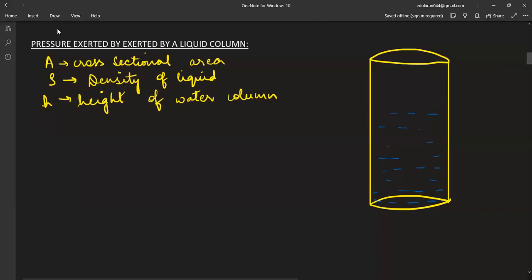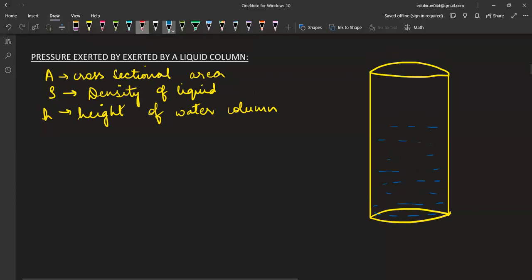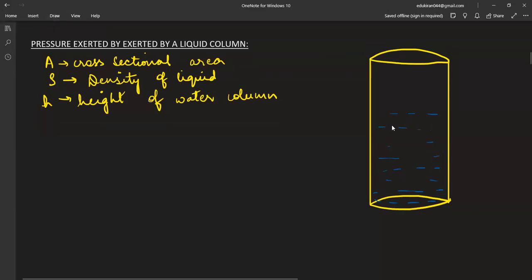Now, the next topic, pressure exerted by a liquid column. I think I've discussed the formula in solids also. First, we'll start with the derivation, then we'll see the numericals. So this is a container, a cylindrical container. The area of the cross-section is A. The density of the liquid is rho.